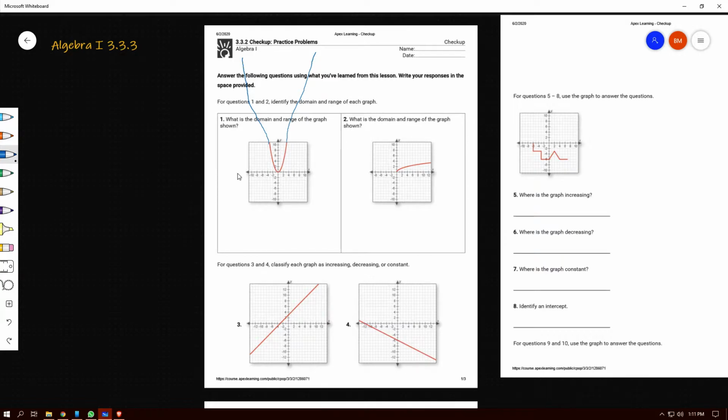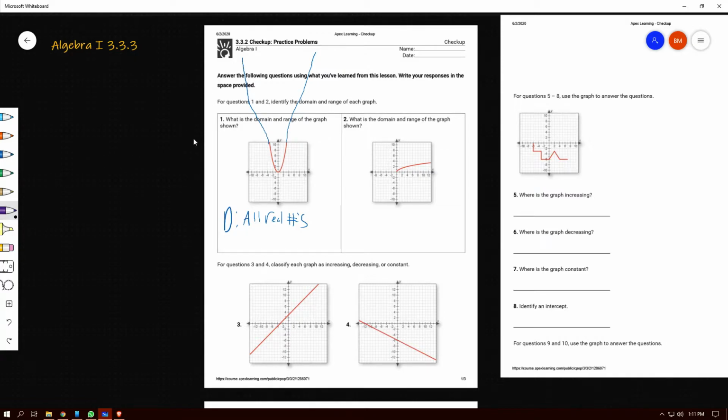So when there's nothing stopping us from going left or right, we can say our domain is all real numbers. So my domain is all real numbers. There's nothing stopping this graph from going to negative infinity to the left or positive infinity to the right.